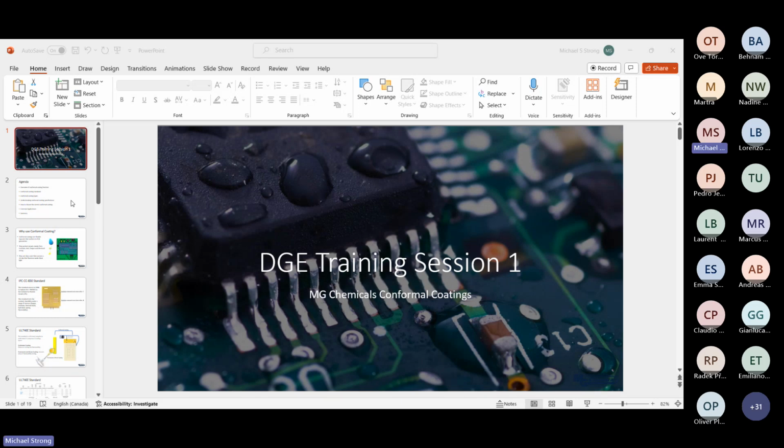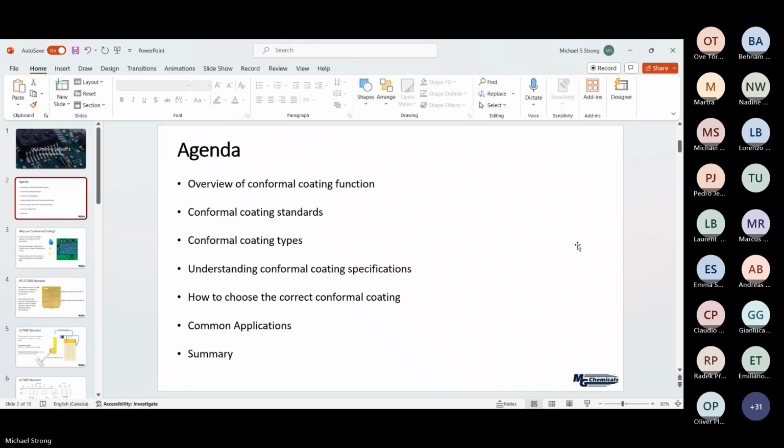Okay, so let's kick things off. If we look at today's agenda. To start, we're just going to do a basic overview of conformal coating function. I don't know necessarily the knowledge of the audience as a whole, so I'm just going to start off with the basics. If it's redundant, then so be it, but I just want to establish a baseline. From there, I'm going to review the conformal coating standards, and these are typically the ones that apply mostly to North America. Now, I'm sure there are other regions internationally where these are very much called upon. But for us, we focus mainly on North American conformal coating standards.